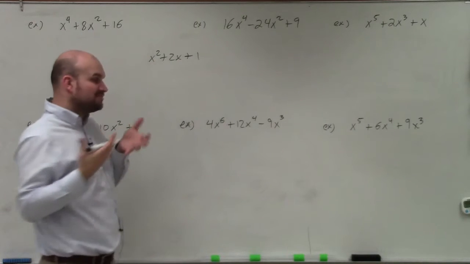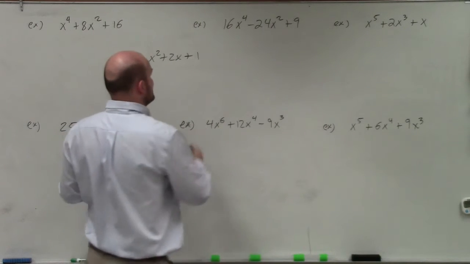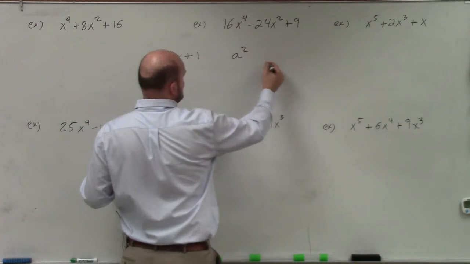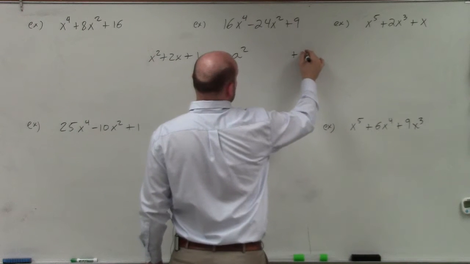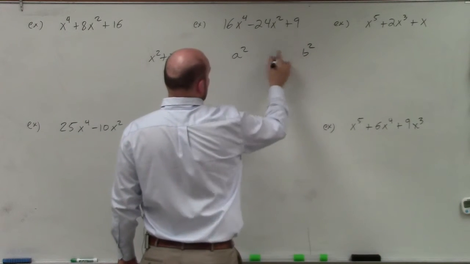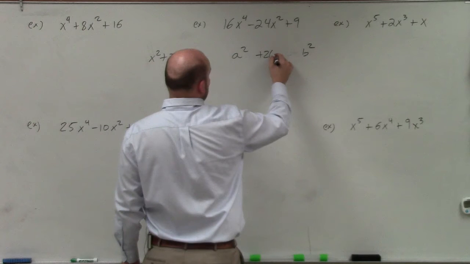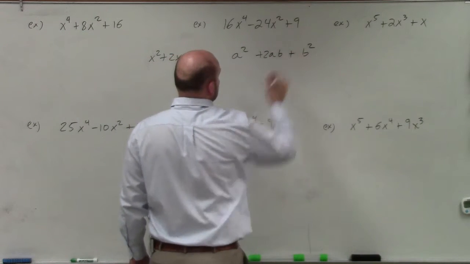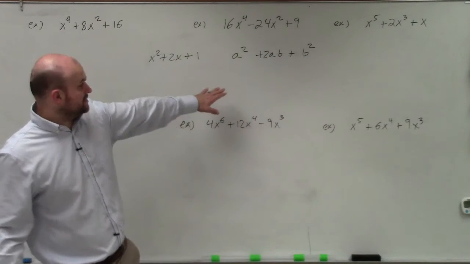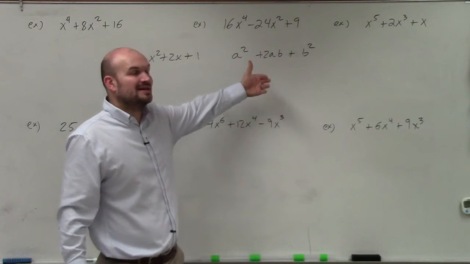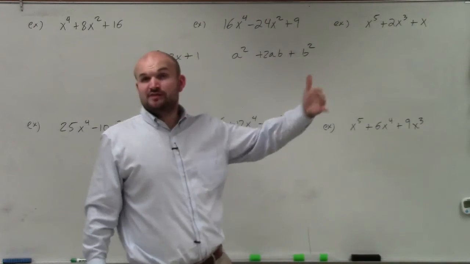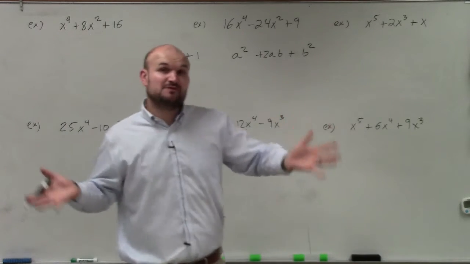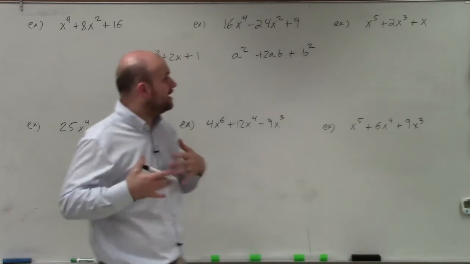This is a perfect square trinomial because our first term is squared, our last term is squared, and our middle term is 2 times the product of our first and our last term, a times b. That's our formal definition of a perfect square trinomial, and that's the pattern we're going to look for to verify that we have one before we factor it.